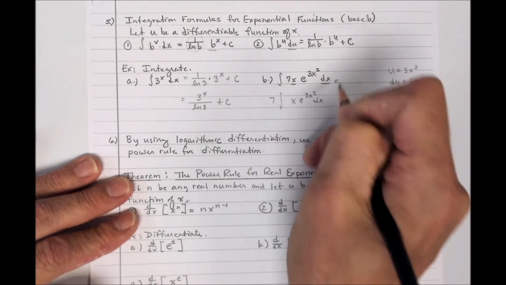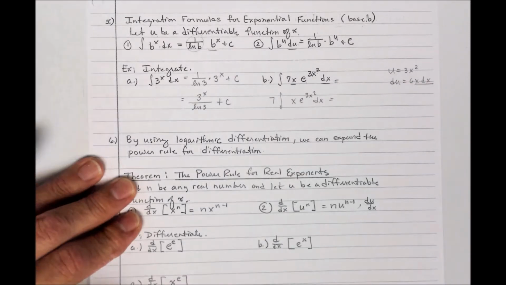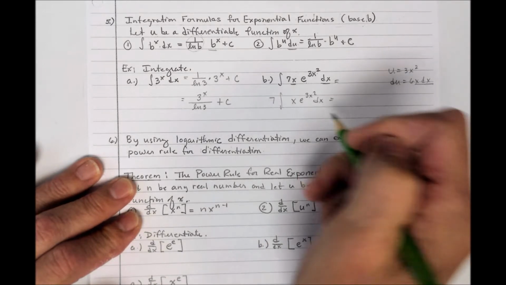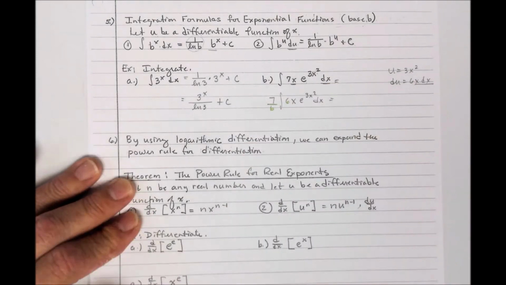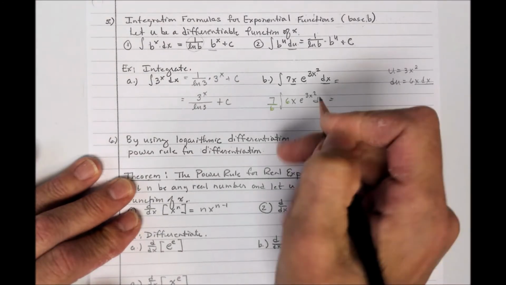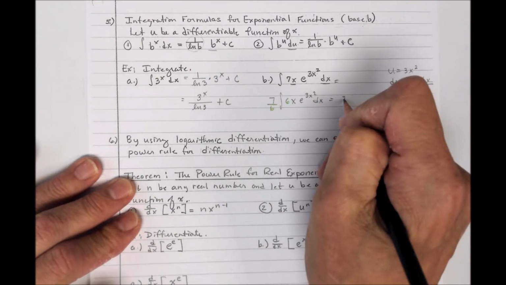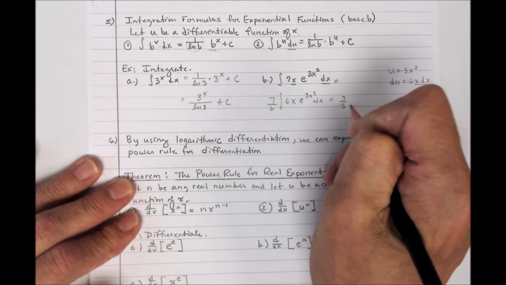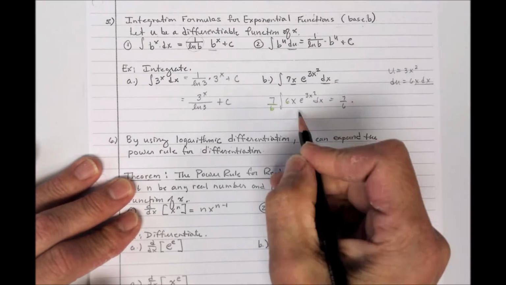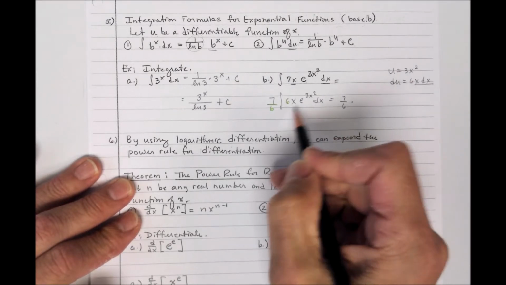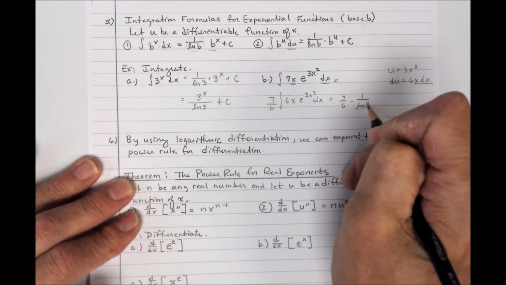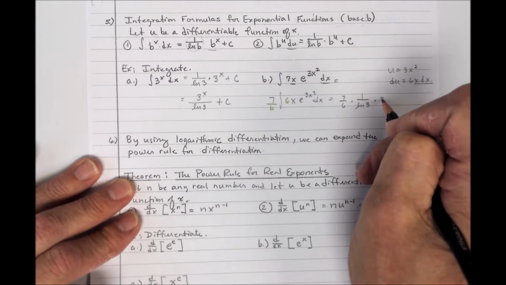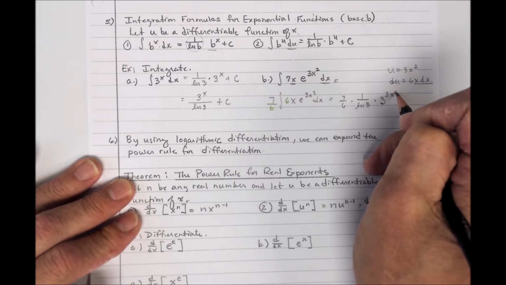And then I'm going to adjust my constant. There it is. So I need a 6 there. So 1/6 on the outside would give me 7/6. So this is going to be 7/6 times, I'm integrating b to the u du, so times 1 over the natural log of 3 times 3 to the 3x squared plus a constant.